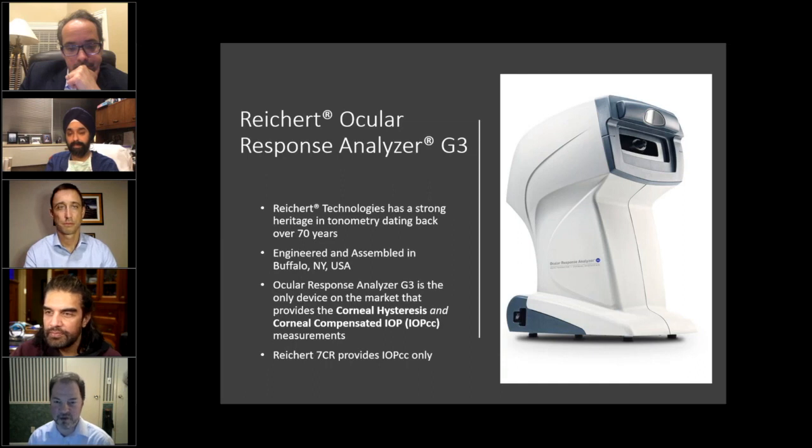These devices are engineered and assembled a couple hours south of where Ike is right now, here in Buffalo, New York. And this is the only device on the market that provides corneal hysteresis and corneal compensated IOP, with the exception of the Ocular Response Analyzer's sibling, the 7CR, which only provides the IOP-CC measurement. So if you don't do a lot of glaucoma, and you just want something that gives you a more accurate pressure measurement without concern for the corneal hysteresis, then you can pick up that device. It looks the same and operates very similarly to the Ocular Response Analyzer.